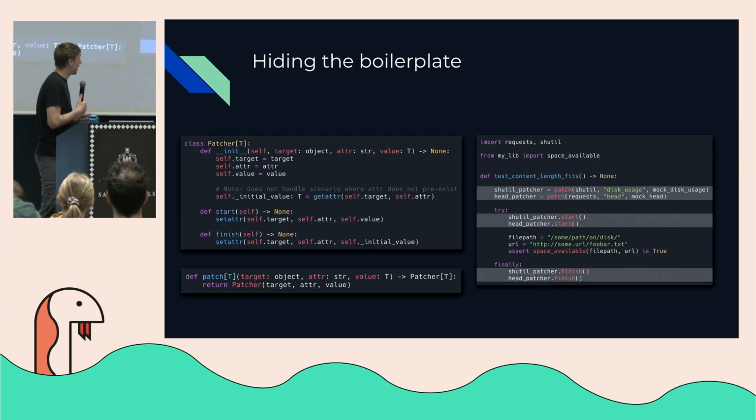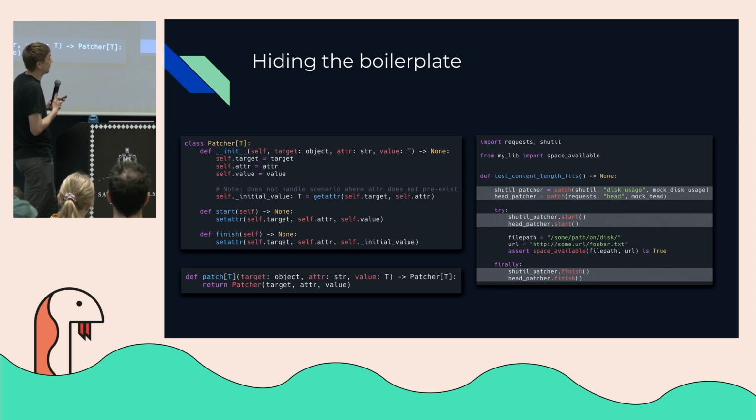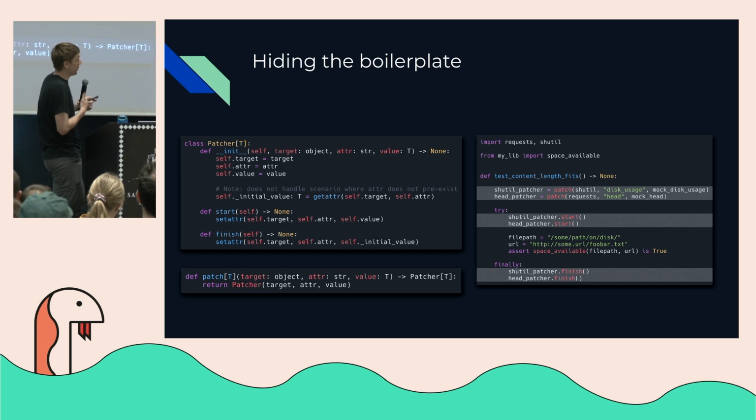We can do a little bit of work to hide the boilerplate around this. So now here I've created this patcher class. This kind of mimics what the standard library is doing. It initializes with some object we want to patch, the attribute we want to patch on it, and the value we want to set it to. Then we make a little patcher helper function that instantiates an instance of the patcher class. We can see the example over here. We pass in the module, the attribute we want to set on the module, and the value we want to set it to. So we're setting the attribute disk_usage to that mock function that we created a second ago. And then we call these start and stop, or start and finish, I should say, functions to do our setup and teardown.